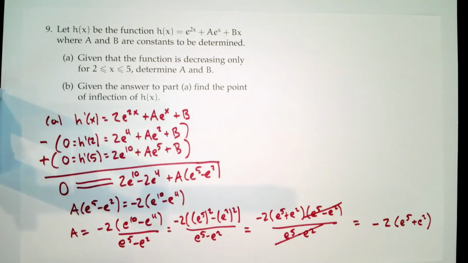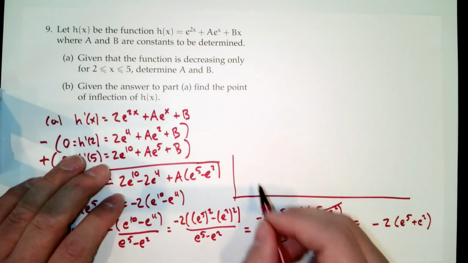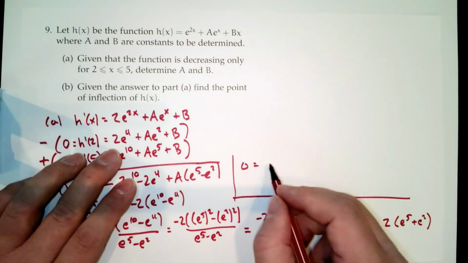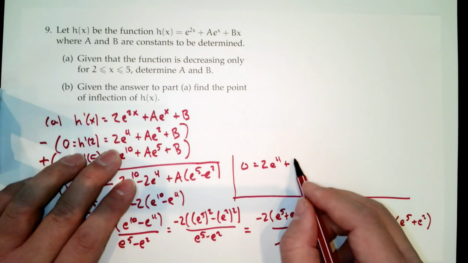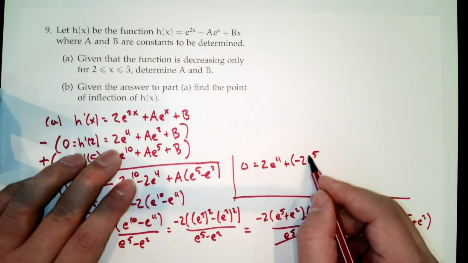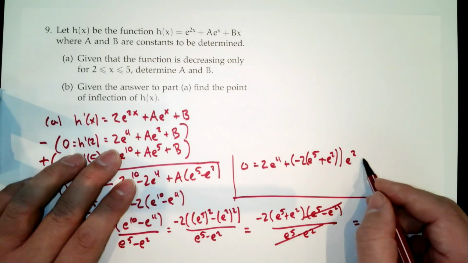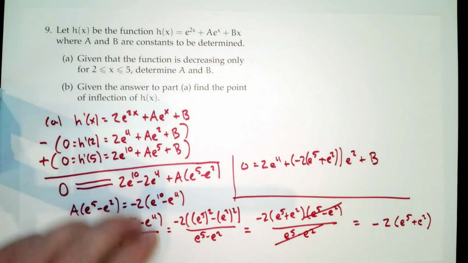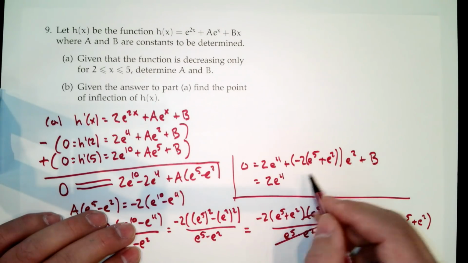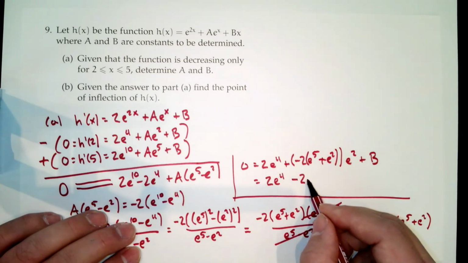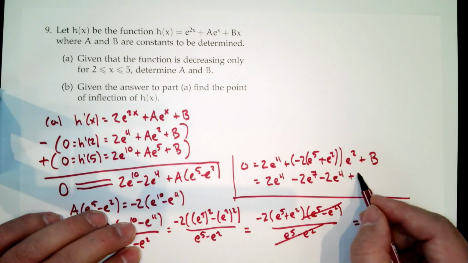So we plug it into the first equation. So we're now solving for b. We're in our b mode. So 0 equals 2e to the 4th plus a, which is minus 2e to the 5th plus e squared times e squared plus b. Now, if you multiply this out, that becomes 2e to the 4th minus 2e to the 7th minus 2e to the 4th plus b.